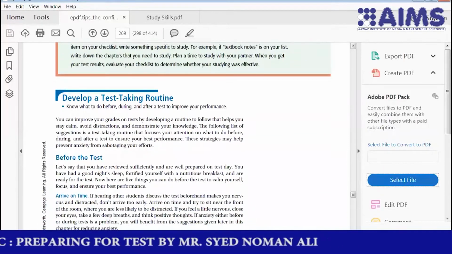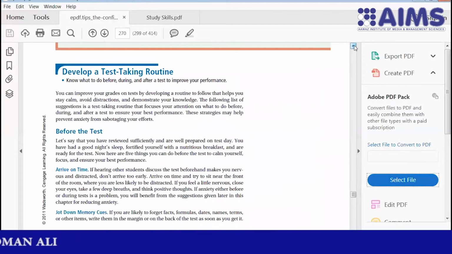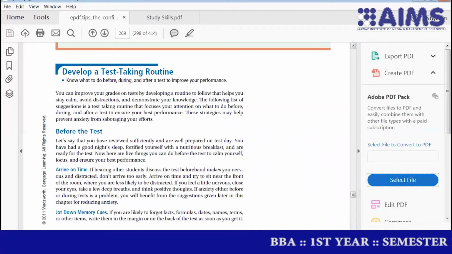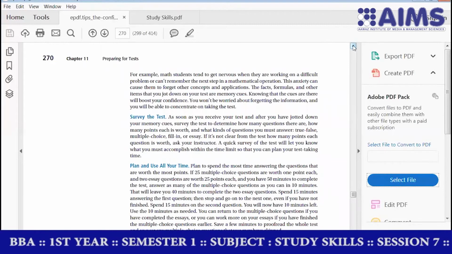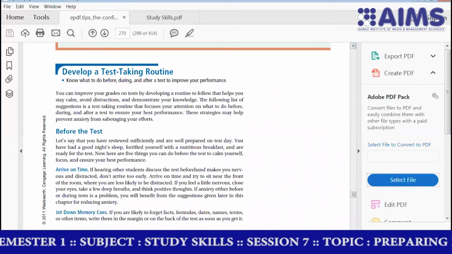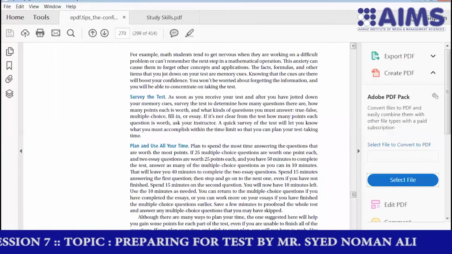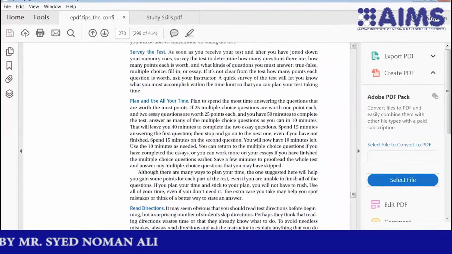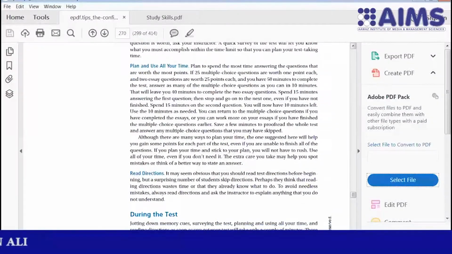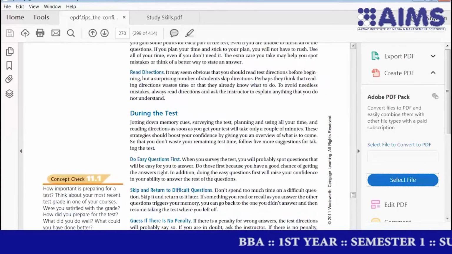How do you develop a test-taking routine? What did the authors say about that? Authors say that before the test, you must arrive on time and not be late. Be punctual and regular. Jot down a memory quiz with the key points listed. Survey the test, review and preview. Plan and use all your time effectively. Read directions and instructions carefully. How many questions are there and how will you attempt them? Then you start the test.